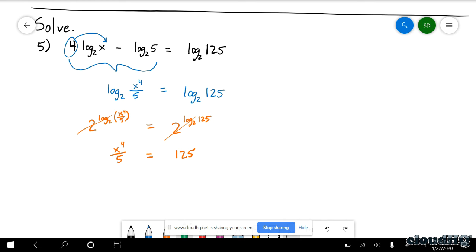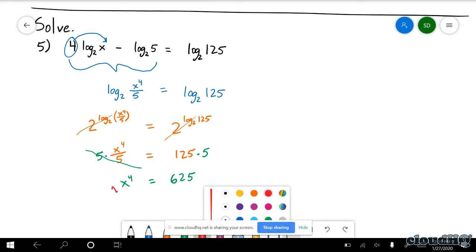So I propose that we would multiply both sides by 5. At that point, I have x to the 4th is equal to 625. How do I get rid of a 4th root? I mean, how do I get rid of the 4th power? We do the 4th root.